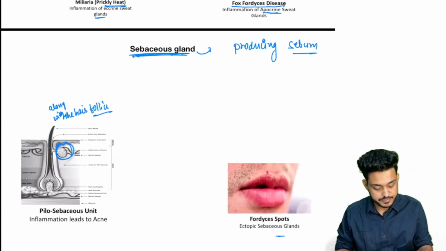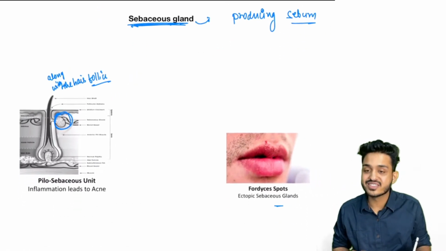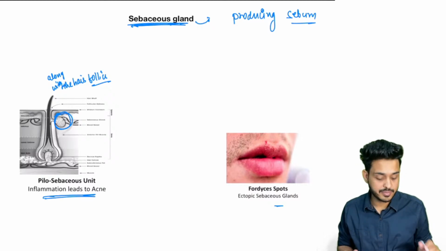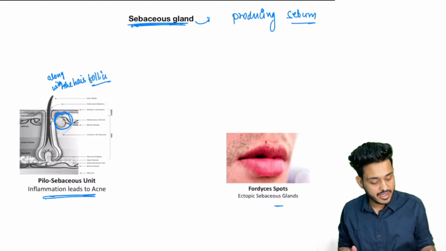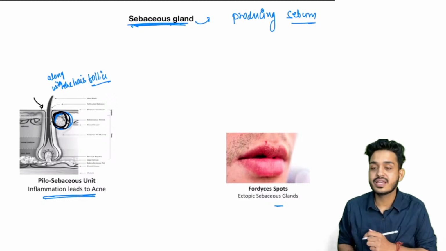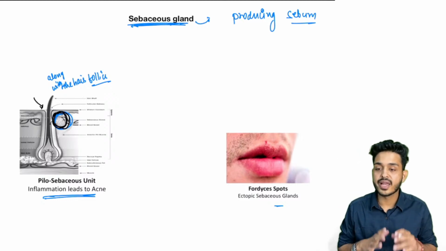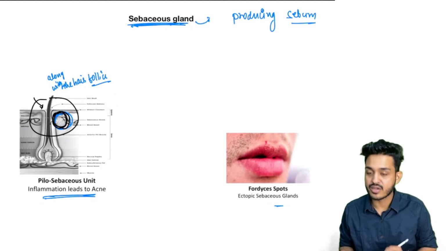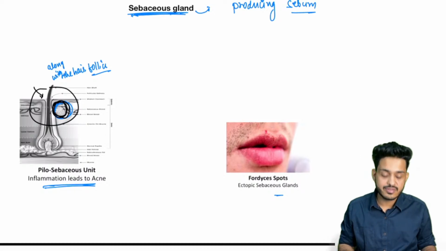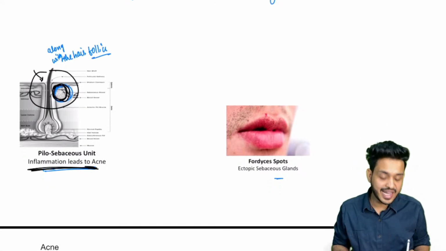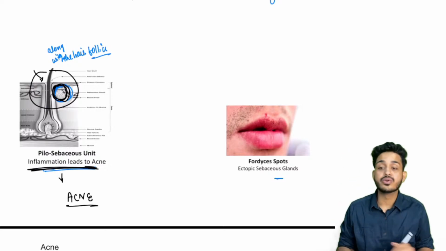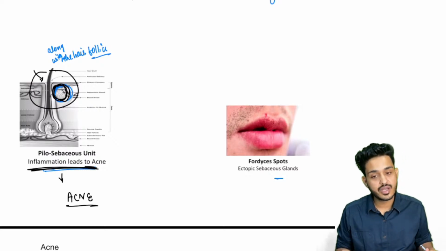So what will happen if there is blockage, or inflammation of pilosebaceous unit? Pilosebaceous unit is nothing but this sebaceous gland opening along with the hair follicle. If there is inflammation of pilosebaceous unit, that will lead to formation of acne. Acne happens, right? So acne is due to inflammation of pilosebaceous unit, right?